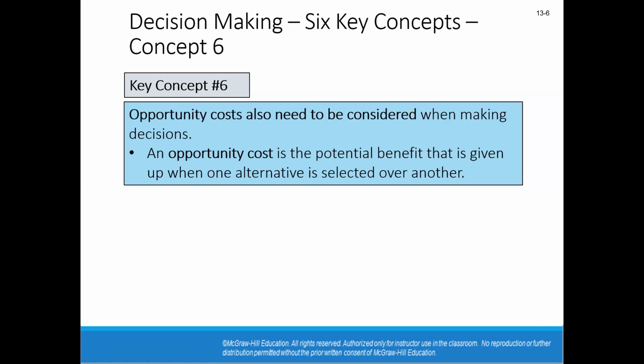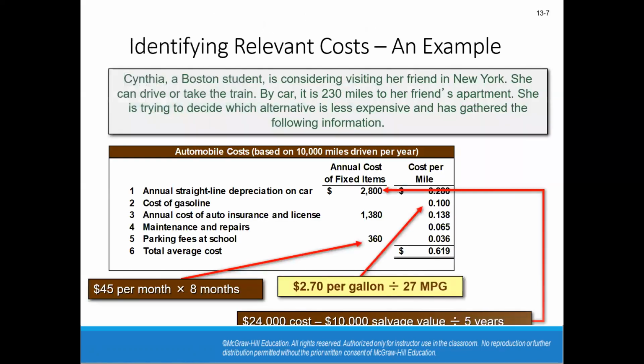It's when you give up one thing. The biggest opportunity cost is going to school. What are you giving up? The ability to possibly work during that time that you are going to school. A potential benefit that's given up when another alternative is selected. So here's an example of identifying what's a relevant cost. Cynthia, a Boston student, is considering visiting her friend in New York. She can drive or she can take the train. By car, it is 230 miles to her friend's apartment. She's trying to decide which alternative is less expensive and has gathered all the information.